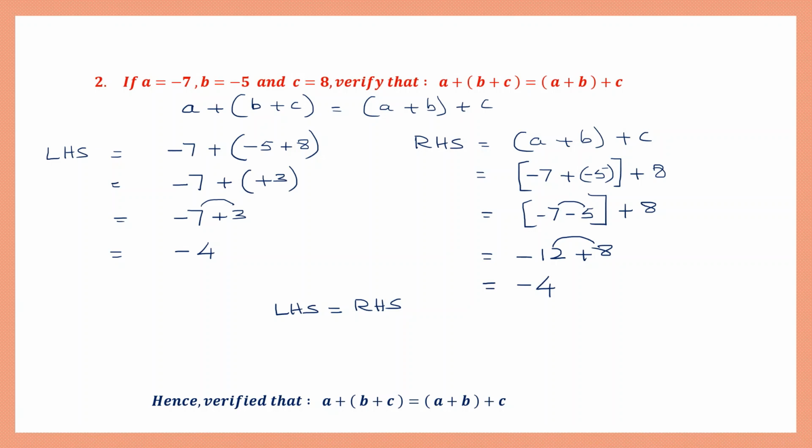So this satisfies another property of addition of integers called the associative property, where it says even if you group integers differently, your answer will still be the same. When you have 3 integers and you group them differently, here we grouped B plus C, on the right hand side we grouped A plus B, still our left hand side was equal to the right hand side. So we have verified this answer. Now let's go on to the next one.